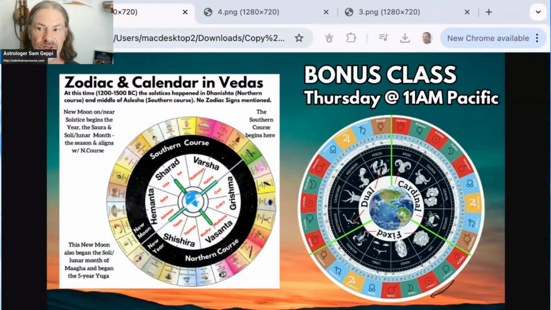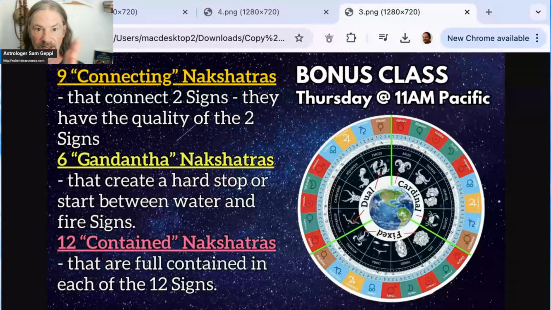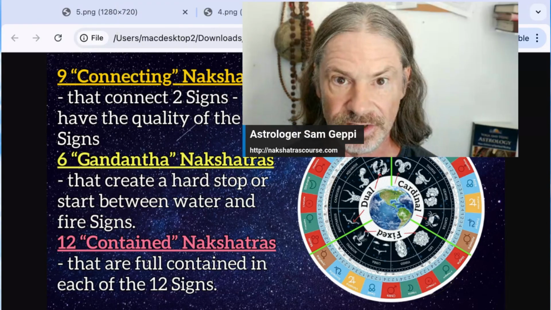Every one of your planets is in a nakshatra, and that nakshatra is one of these types: either a connecting nakshatra between two signs, a Gandanta nakshatra, like Slesha, Magha, Ashwini, Revati, Mula, Jyeshtha, or one of these contained nakshatras. The full course is where I'm going to go through each one. But in these bonus classes, you're going to get a great overview. And even just hearing this video is a good overview, because you've probably never thought of this before.